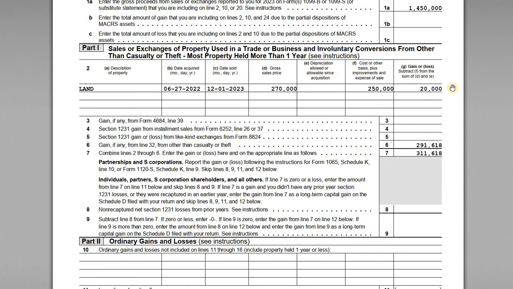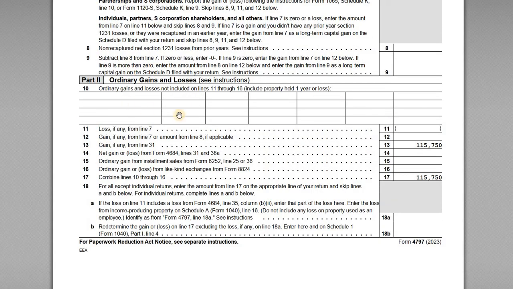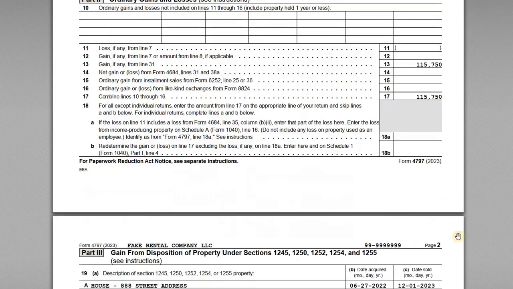Because we didn't have any depreciation, there's no recapture there, right? Because it is land. Now, if we go on to part 2, that's where we have the ordinary gains or losses. But you'll notice here we don't report anything on line 10. We report all of these items on part 3, and then the ordinary component flows through here to line 13.